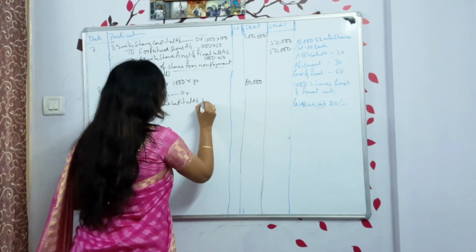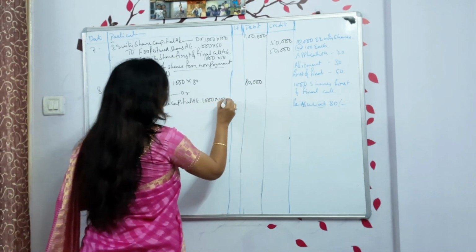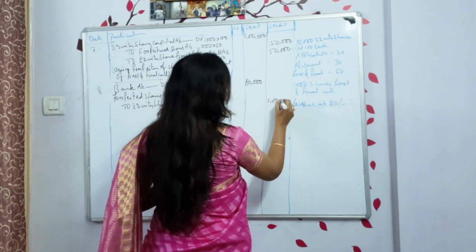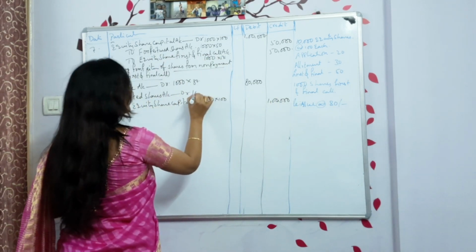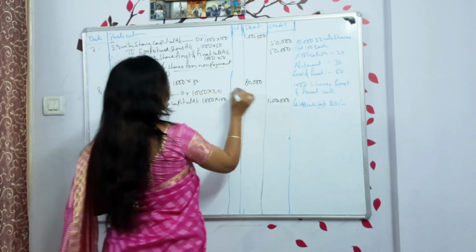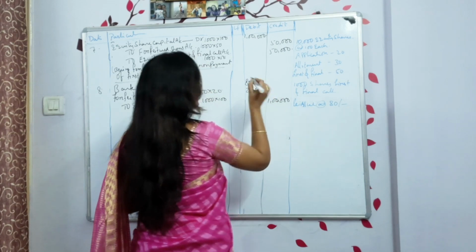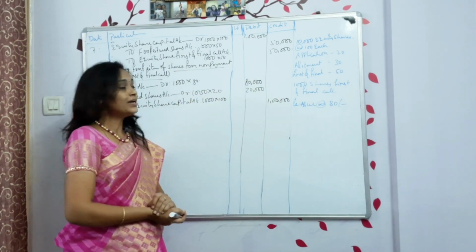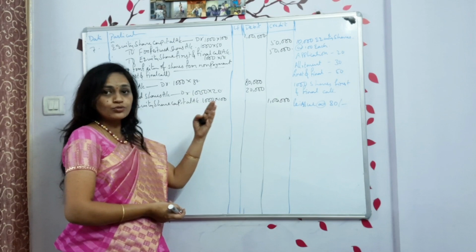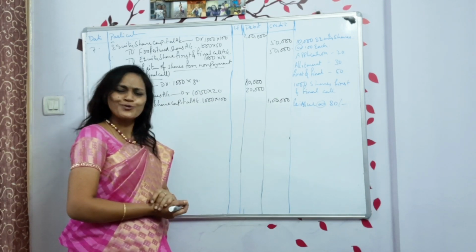Forfeited shares. What is the actual price? 1000 into 100. That means 1 lakh. So how much they have not paid? 20 rupees they have not paid. So 20,000 is the due. Okay, clear? That means it can be loss according to them.